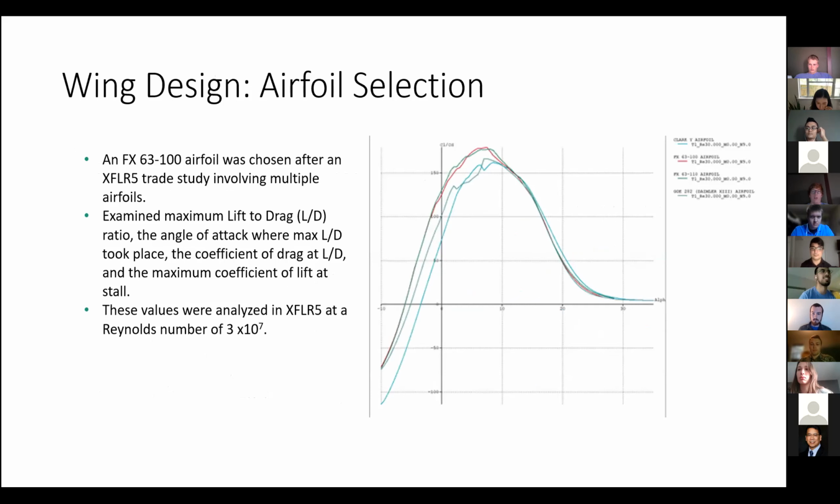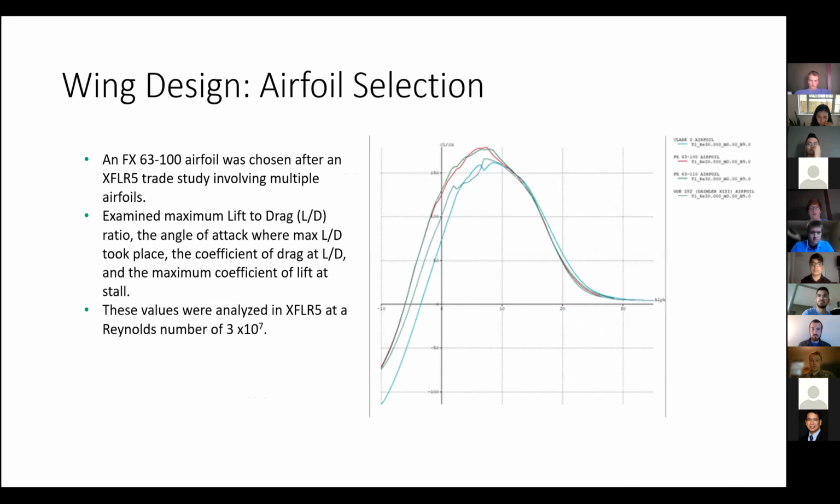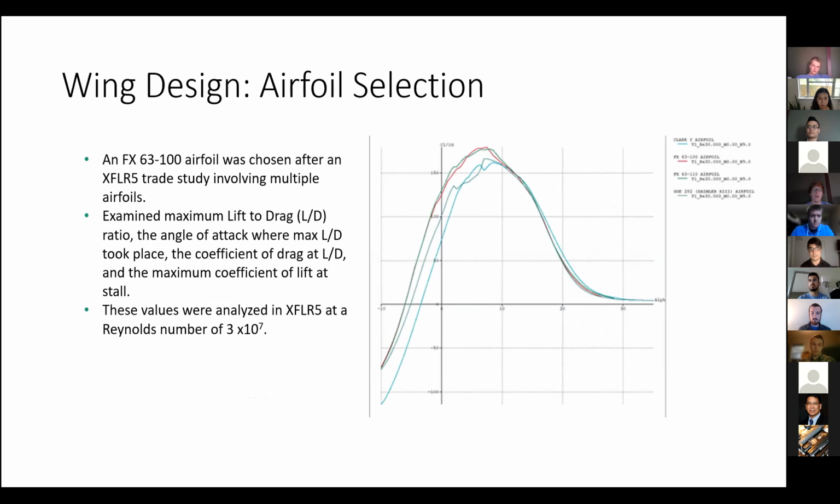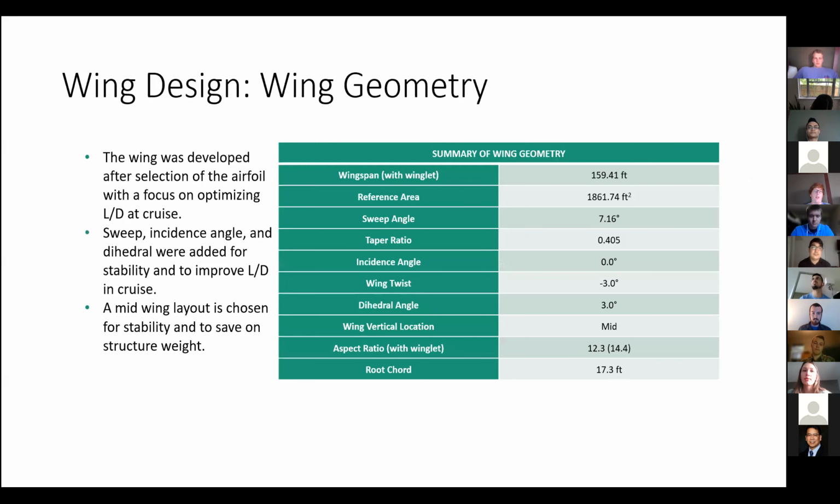After knowing the wing loading, that would help us figure out our planform area. Next we needed to determine our airfoil, and so we performed a trade study involving multiple different airfoils where we examined the maximum lift to drag, or L over D, the angle of attack where max L over D took place, coefficient of drag at L over D, and the maximum coefficient of lift at stall. We evaluated all these at a Reynolds number of 3 × 10⁷, and we found that the FX6300-100 airfoil performed the best.